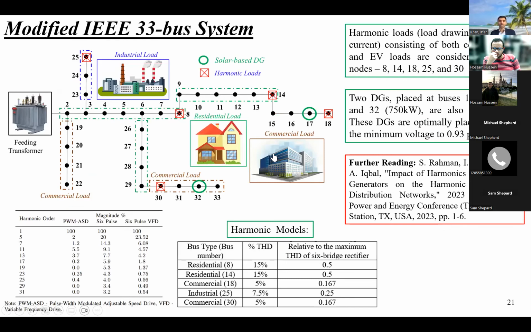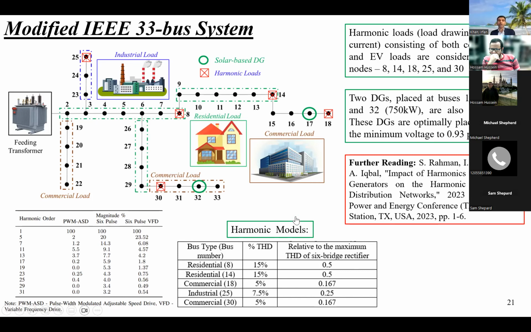We call this the modified IEEE bus system, because we are selecting some buses as industrial, commercial, and residential, and then assigning load percentages, which were given by Kahrama. That's why it's a modified IEEE 33 bus system, and this system already exists in our paper. So this is the paper, you can read it further.